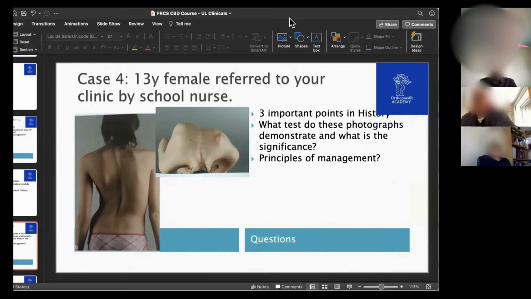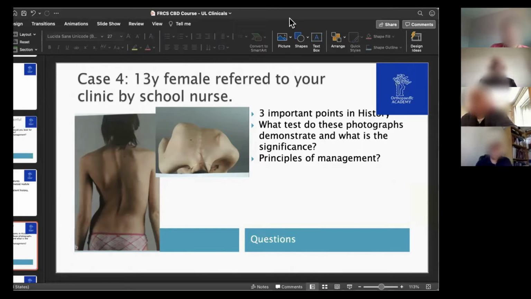So tell me how you're going to examine this girl. First, I'll examine the gait. So I will ask her to walk and see if she has any sort of gait problems, including any lower limb problems, or limb length discrepancies that can cause a compensatory curve.